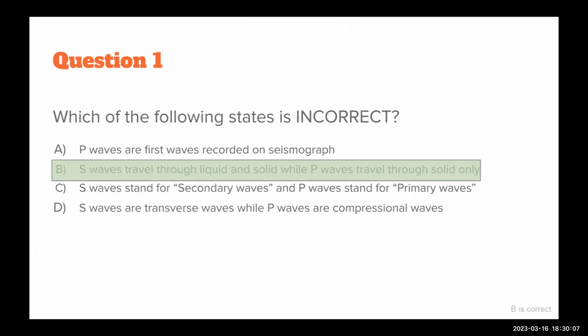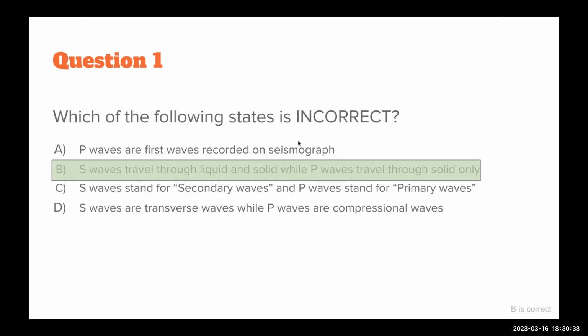Yes, true. Great memo. D: S waves are transverse waves, while P waves are compressional waves. Yes, we talked about this, right? The spring: compression, extension, and then S is transverse. I didn't cover exactly the term, but it just means wiggling around. Now, which one is incorrect? B: secondary waves travel through liquid and solid. The P waves travel through solid only. So it's the other way around. Okay. All right, Question 1.